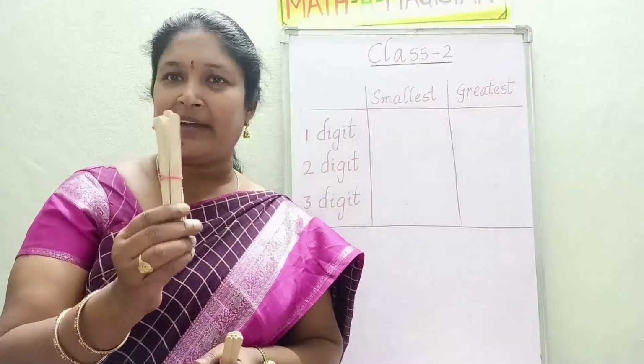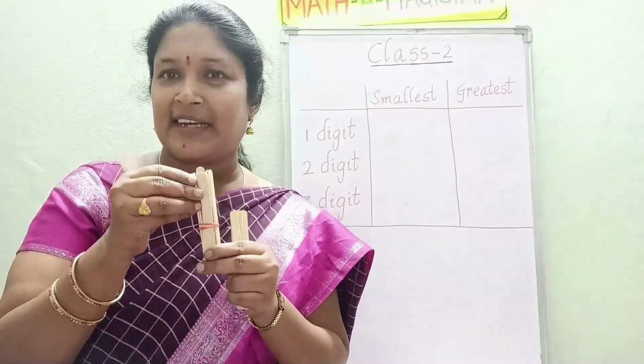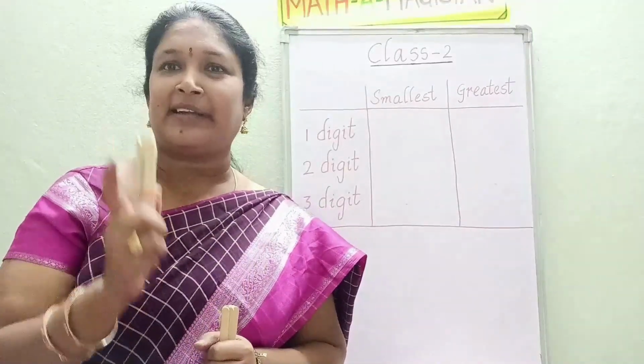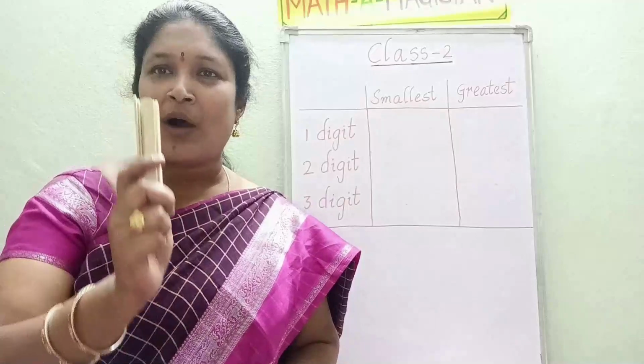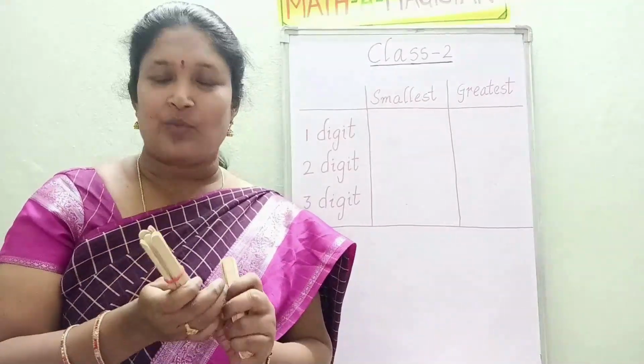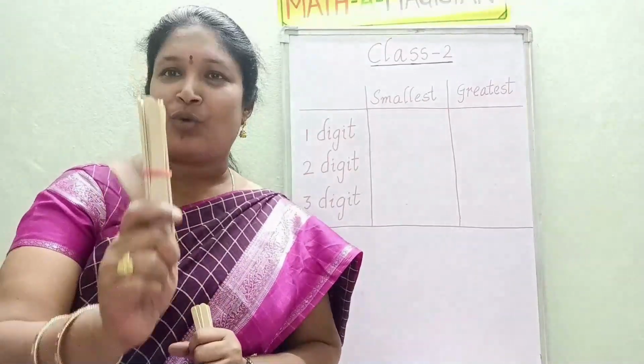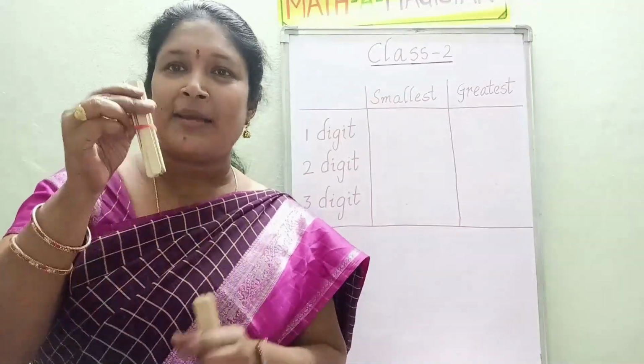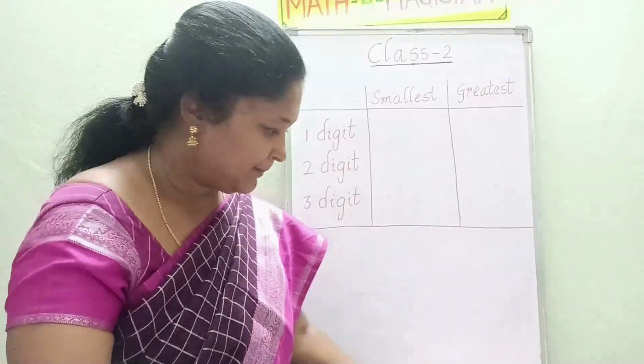Here in this bundle, how many sticks are there? How many units are there? 10 are there. So 10 units make 1 ten. How many ones make 10? 10 ones make 1 ten. Means one bundle of 10.